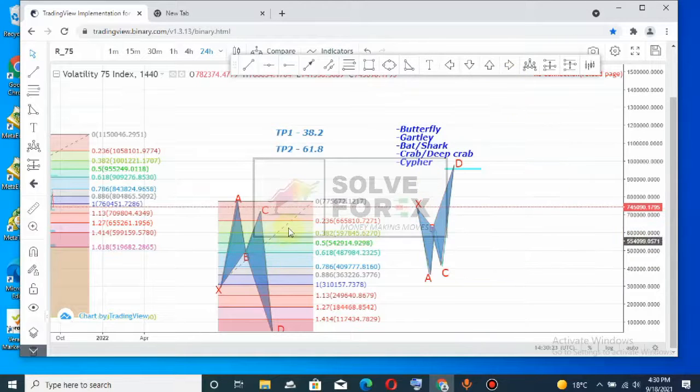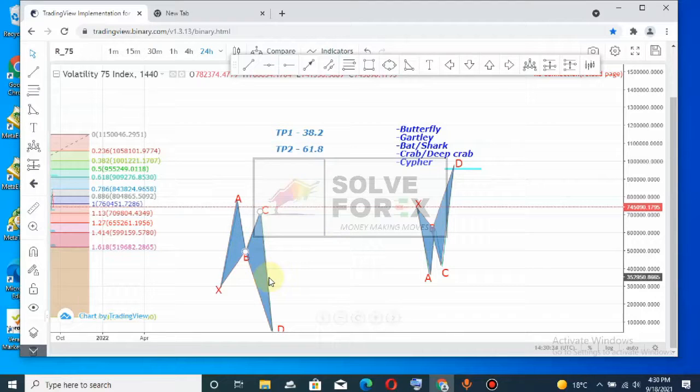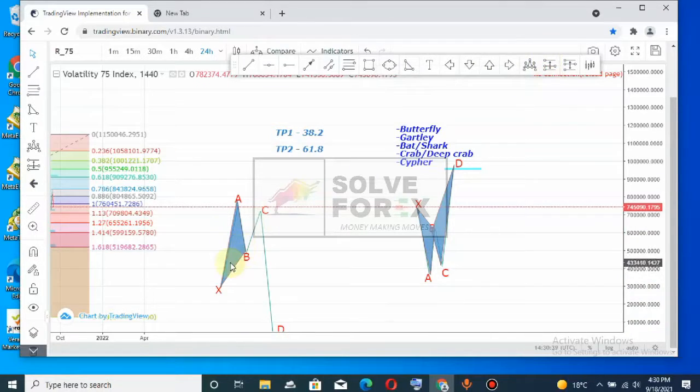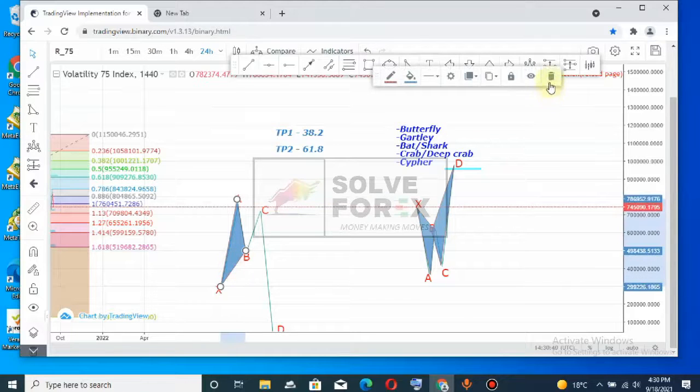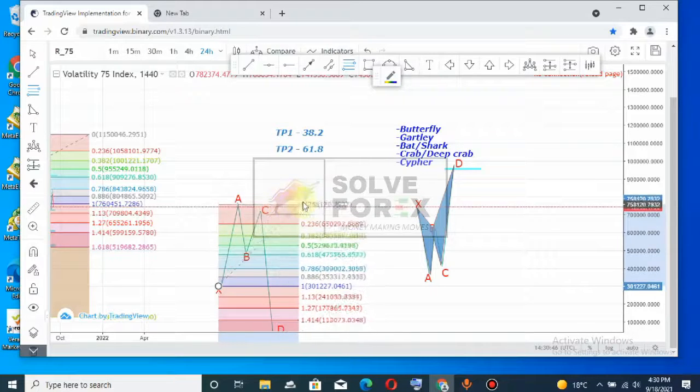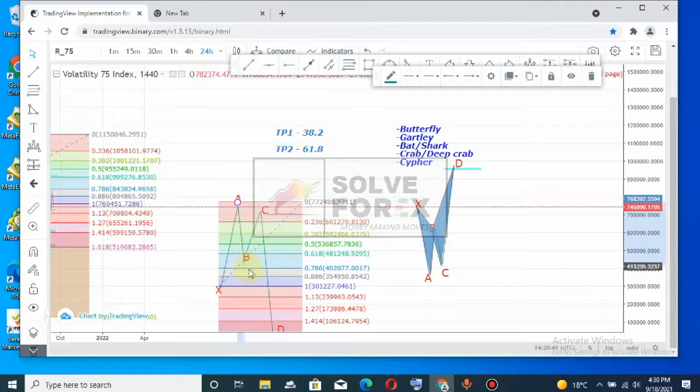I'll explain now on the deep crab. The only difference is the B point. The only difference is the B point on the deep crab and the normal crab. The normal crab goes to 618 and the deep crab goes to 886. If you take your fibs again, your deep point should go to 886.